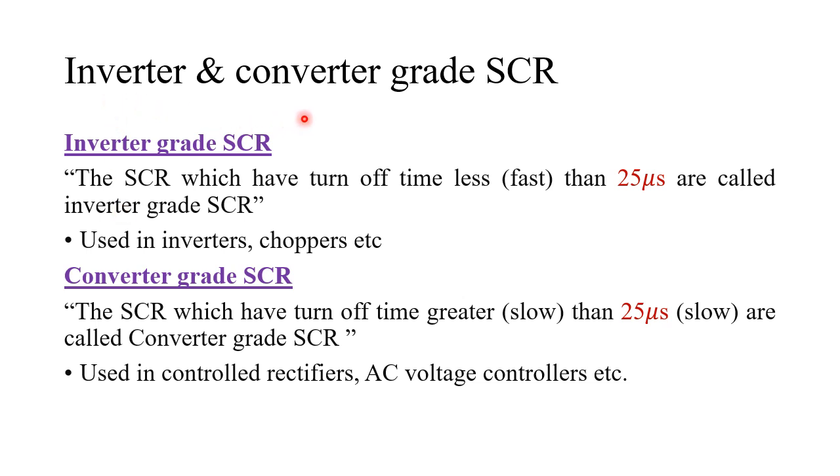Inverter grade SCR and converter grade SCR. Inverter grade SCR is the SCR which have turn off time less than 25 microseconds are called inverter grade SCR. If the turn off time is greater than 25 microseconds, then it is called converter grade SCR. Inverter grade SCRs are used in inverters, choppers, etc. Converter grade SCRs are used in rectifiers, AC voltage controllers, etc.